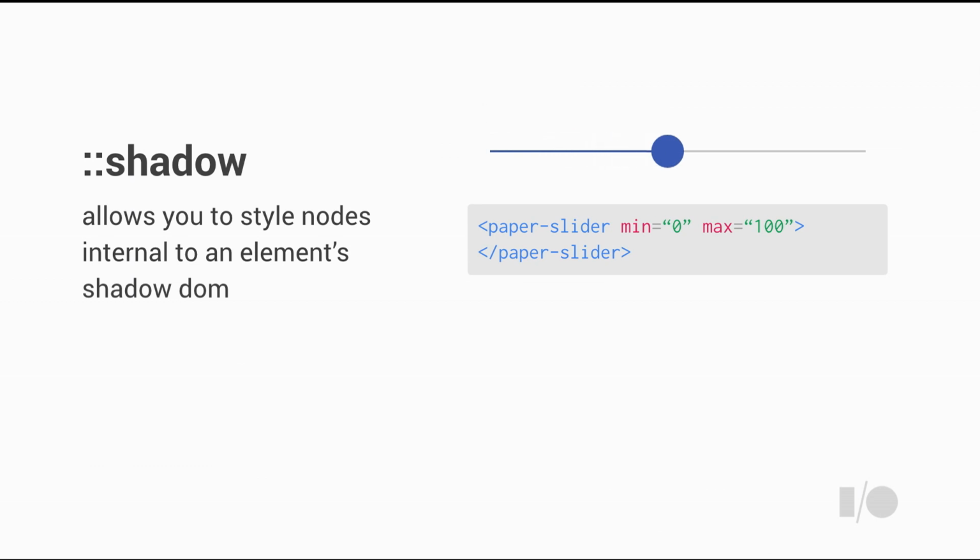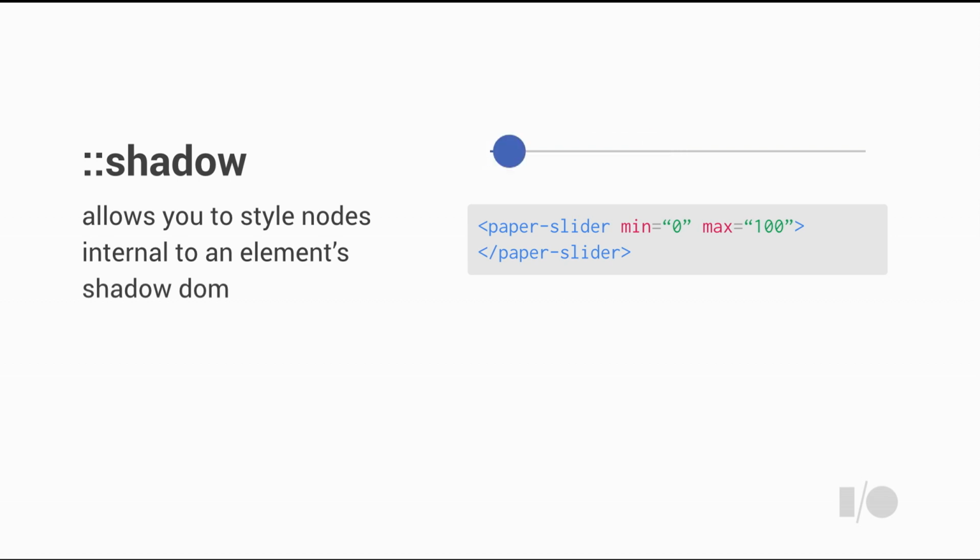The first is the new shadow pseudo element. And this is part of CSS Shadow DOM. And the new shadow pseudo element is going to allow you to pierce an element's shadow boundary and style its immediate children. And so as you see in this example, I've got a paper slider element.